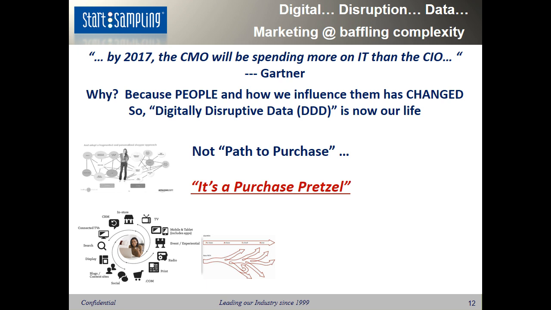Now when you start thinking about it, the Gartner quote is, I think, really interesting, that the CMO is going to be spending more on information technology than the CIO by 2017. Frankly, it may be faster than that. And why? It's because people and how we influence them has changed so dramatically with this digitally disruptive data that's just now part of our life.